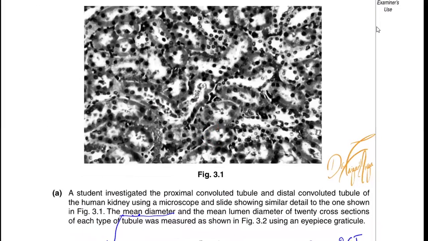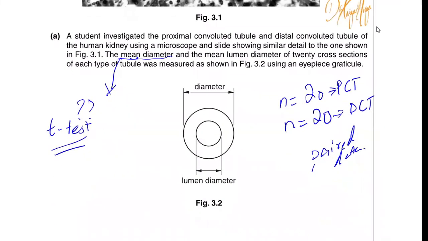distal tubules. A student investigated the proximal convoluted tubule and the distal convoluted tubule of the human kidney using a microscope and a slide showing similar details to the one shown in figure 3.1. This is the figure 3.1 that I've just gone through. The mean diameter and the mean lumen diameter of 20 cross sections of each type of tubule was measured as shown in figure 3.2. Figure 3.2 shows the actual diameter, the entire width of the tubule, and the lumen. The student assumed it to be a fairly spherical structure with a fairly smooth surface and a regular lumen, which is not the case in tubules though. But this is what the student assumed: I'll take this much as the diameter of the lumen and this much as the whole width of that tubule.